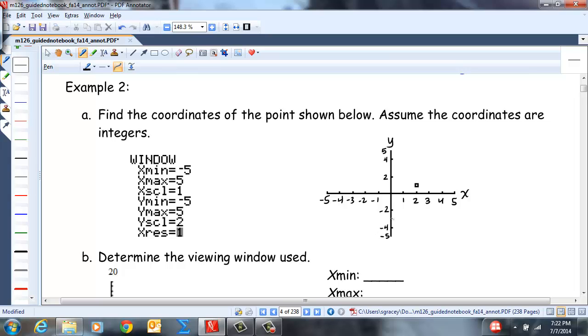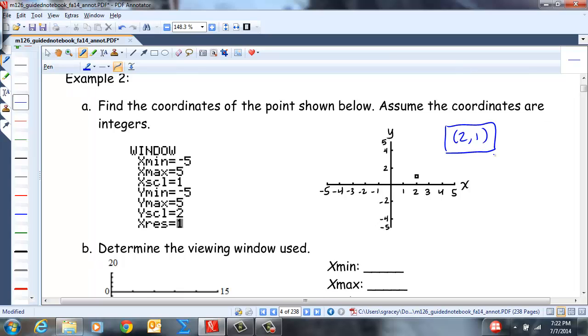So assuming that the coordinates of this ordered pair shown are integers, what would this ordered pair be? Good, we went 1, 2 to the right, and it looks like we went 1 up. So 2, 1. You doing okay? Awesome. All right, so here we go.